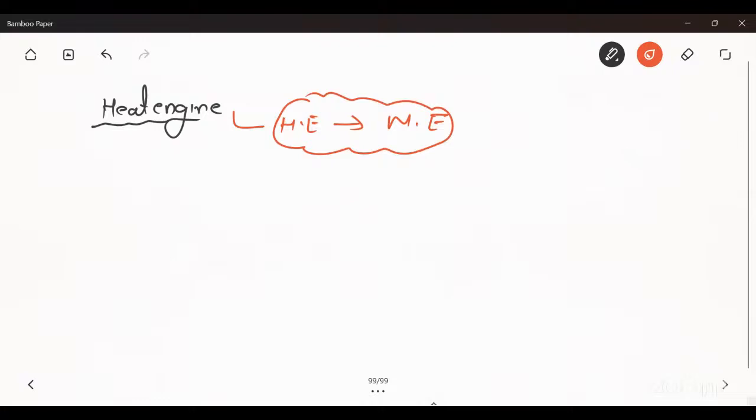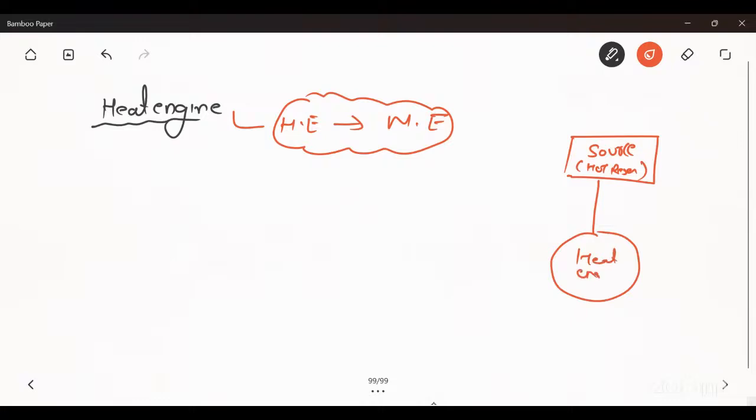So, what is the heat engine? There are three parts in it. First is the source, which is known as the hot reservoir. Second is the engine, which is known as the heat engine, and the last one is the sink, which is known as the cold reservoir.